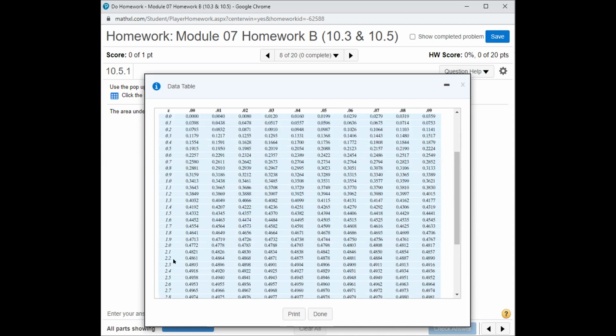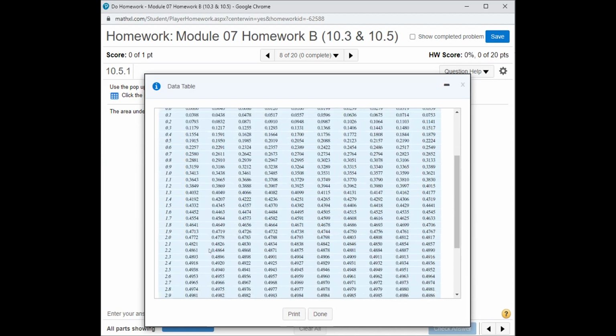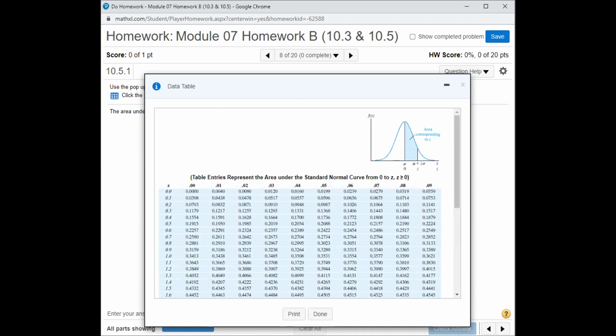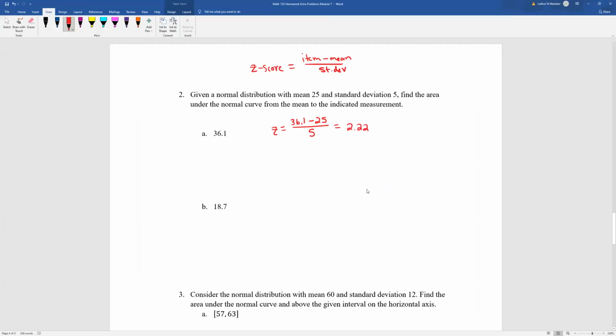So if we look up 2.22, so 2.20, 2.21, 2.22, because the top part tells you what the hundredths place is, it's 0.4868. Let me switch back to my work and make sure that's what they wanted. They wanted the area from the mean to this number, and that's what our chart tells us. So from the mean of 0 to 2.22, the area is 0.4868, according to our chart.